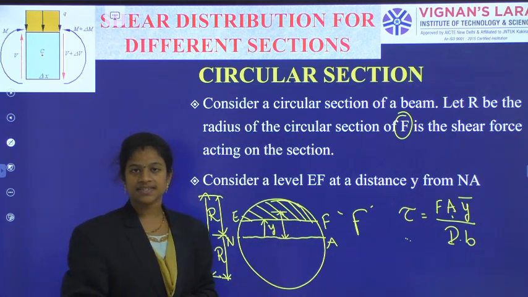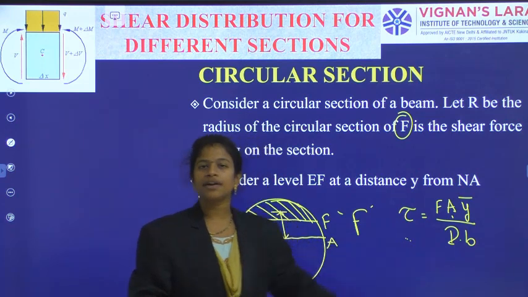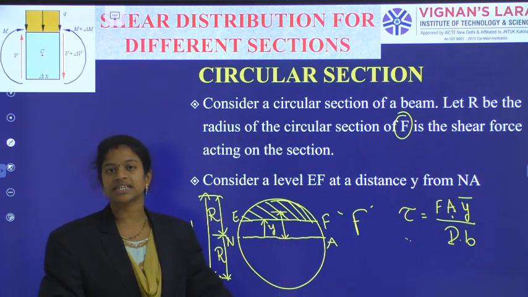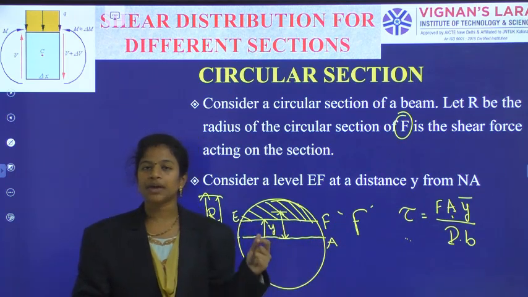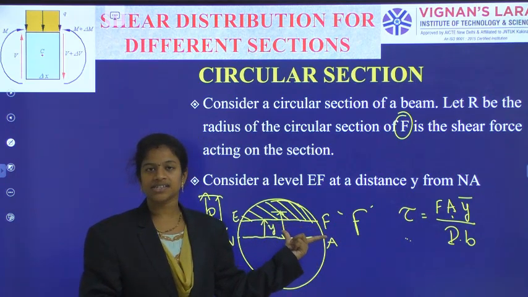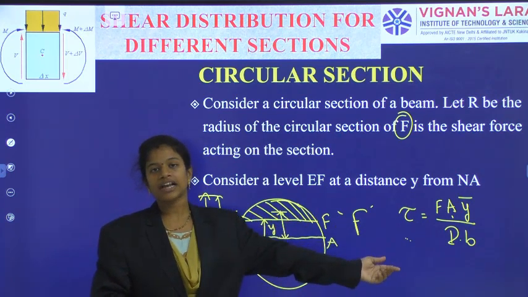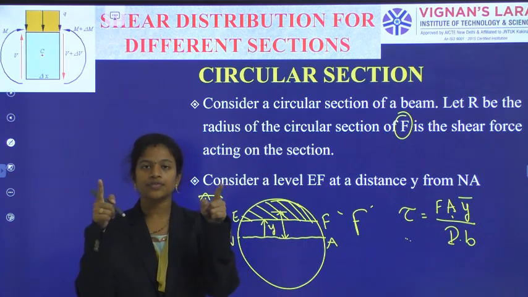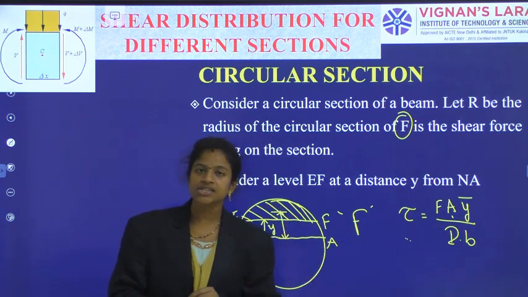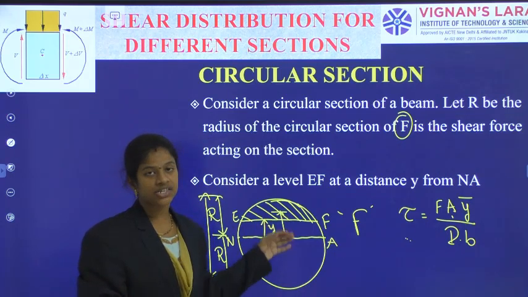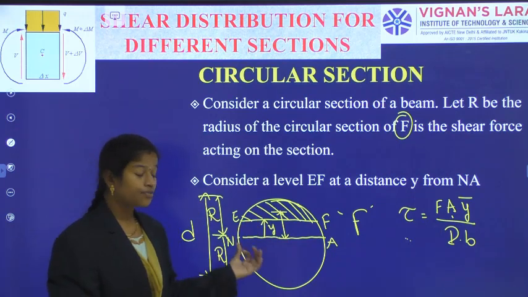from the neutral axis. So this is A into y bar, and I is the moment of inertia of the whole circular section about the neutral axis, and B is the width of the beam at the level at which we are calculating the shear stress, which here is the EF level. The value of B I need to write is the width of the beam at the level we are calculating the shear stress. So I have taken a circular section with radius R and shear force F, and in that I am taking a level at a distance y from the neutral axis.